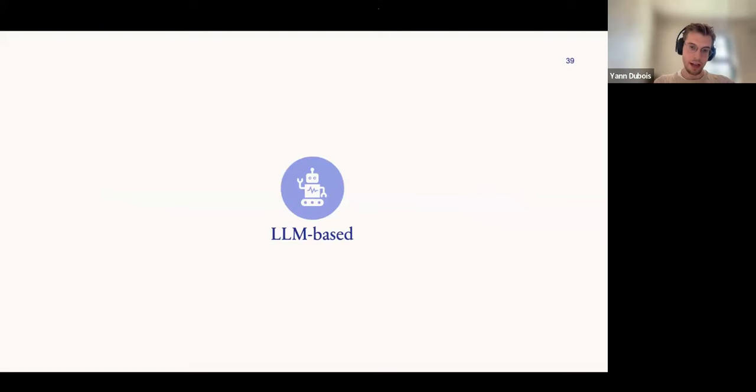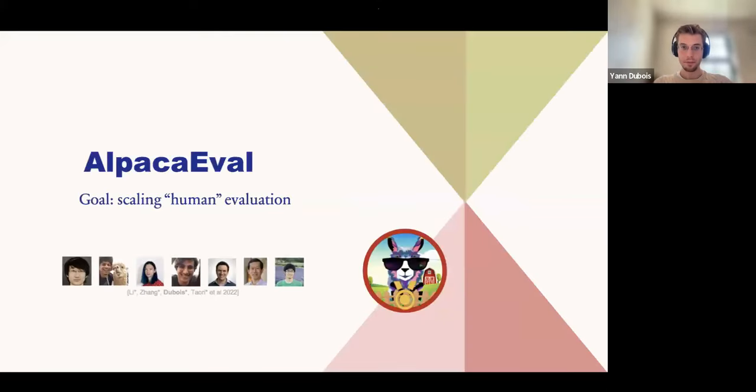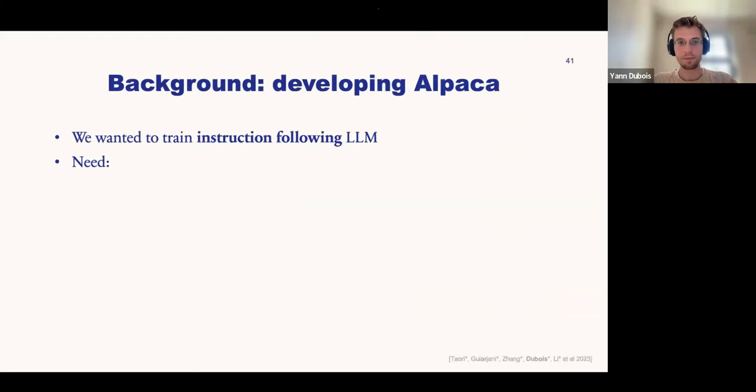So the idea of LLM-based evaluation is that you can try to make the human scalable by replacing the humans with another LLM. And for this, I'll talk about one paper that we wrote nearly 2 years ago, actually, or like 1.5 years ago, which is called AlpacaEval. This is one of the most common benchmarks used with LLM-based evaluation. As I said, the goal is scaling human evaluation.